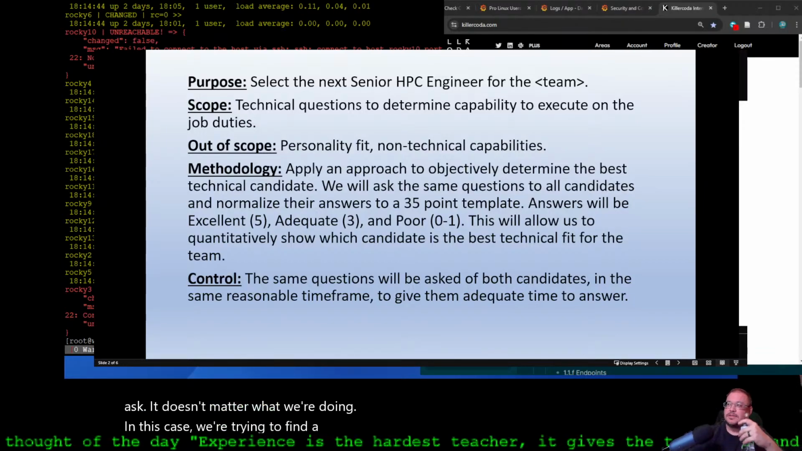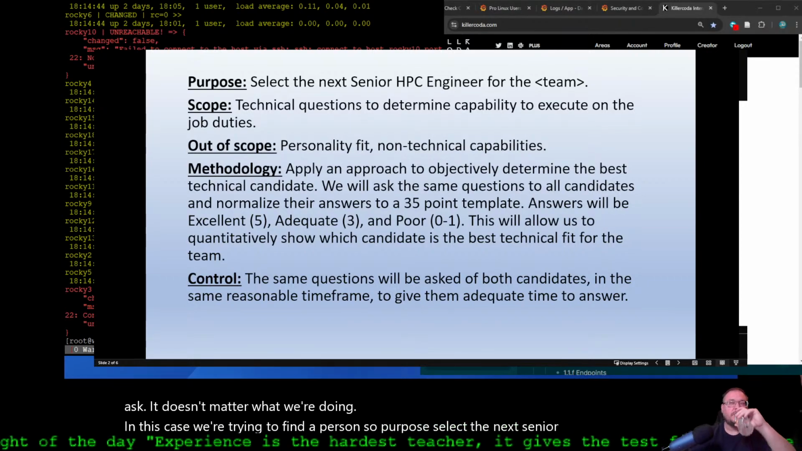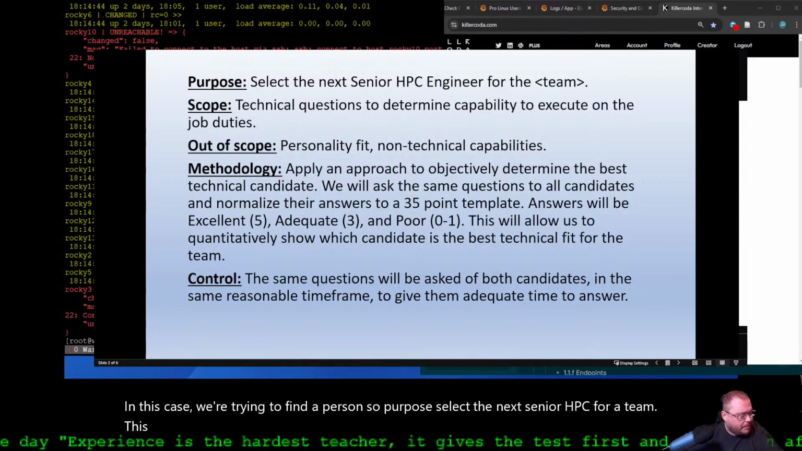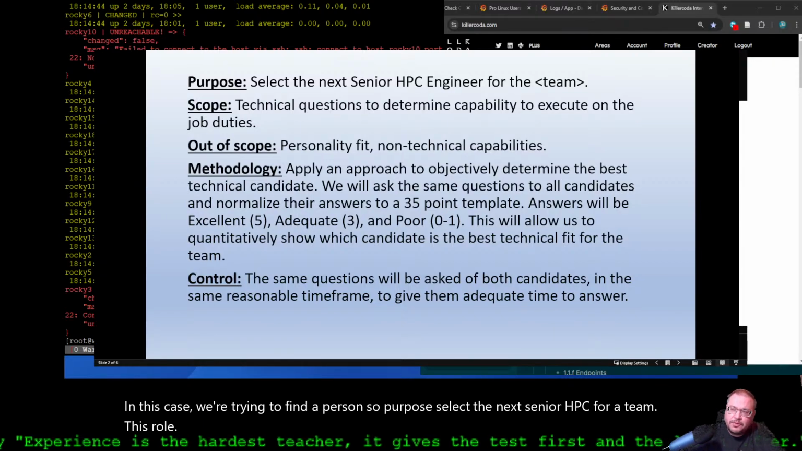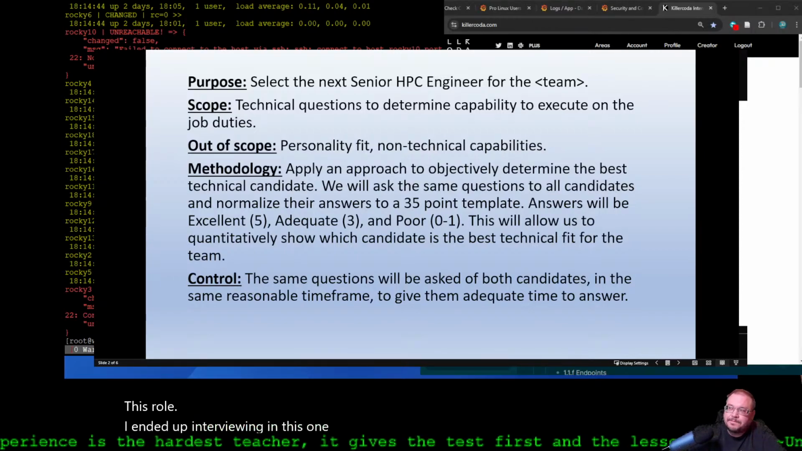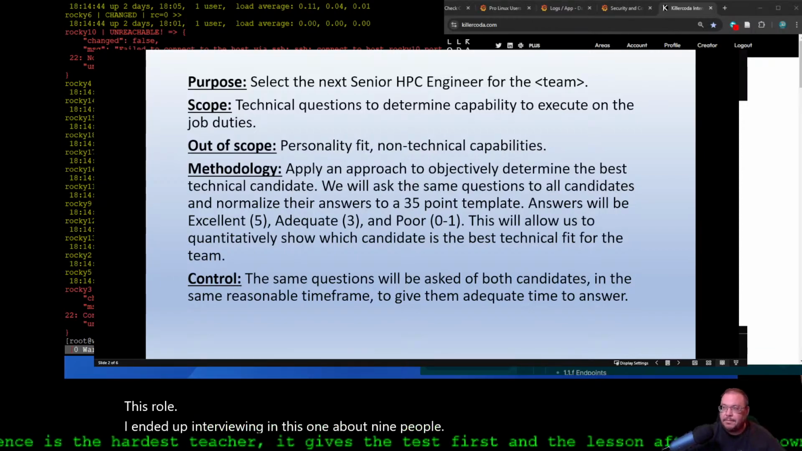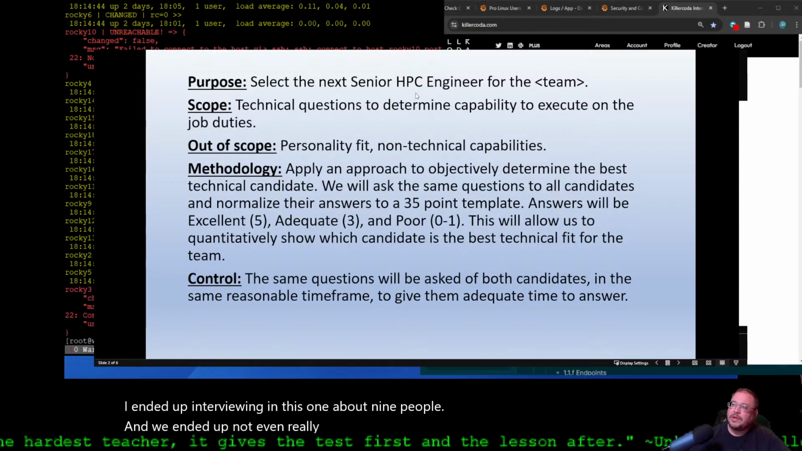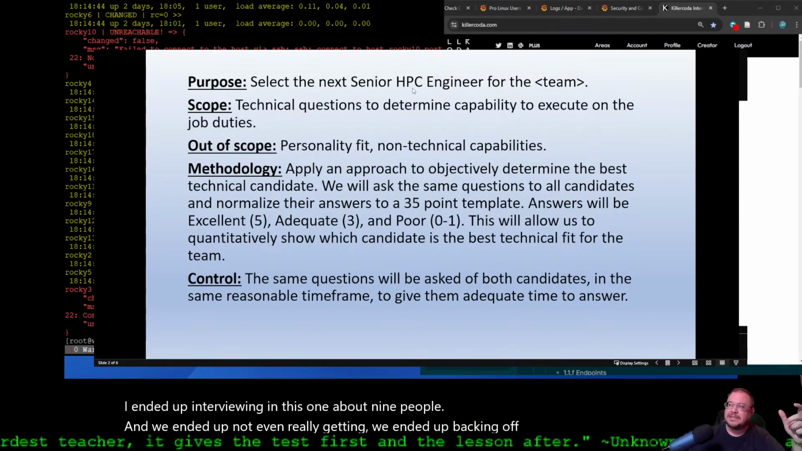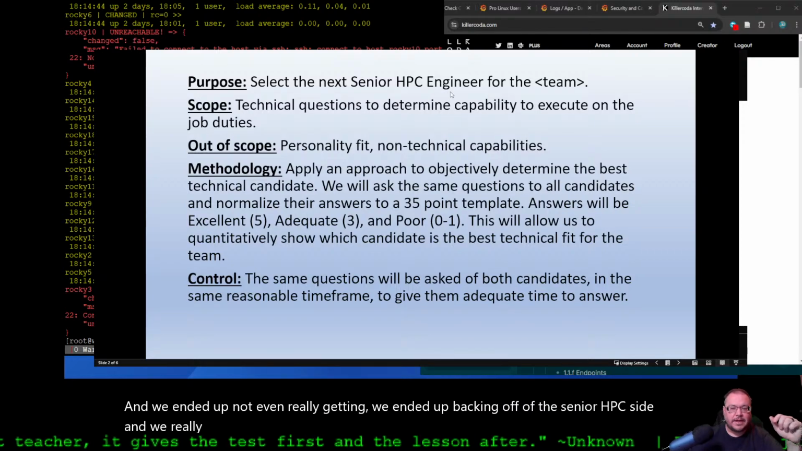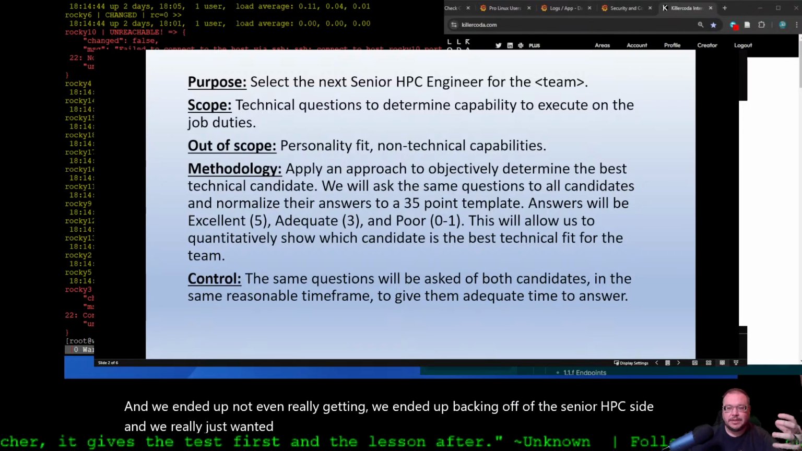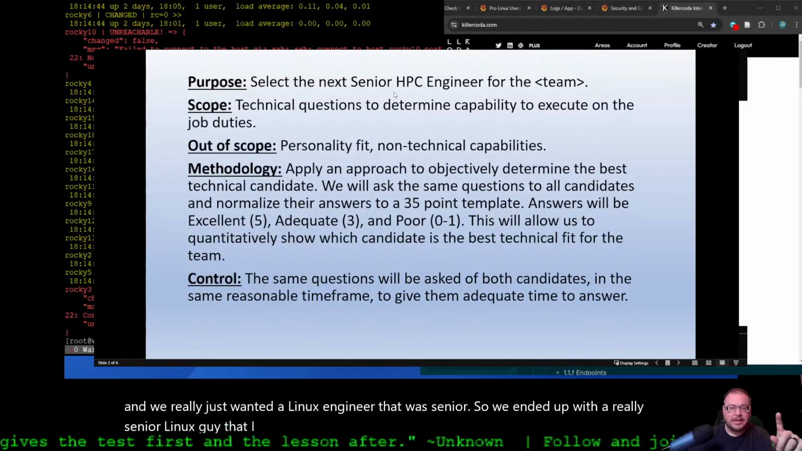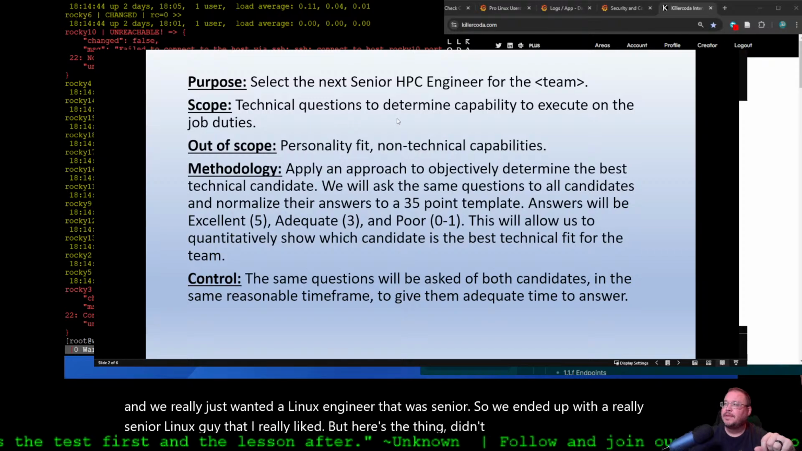So purpose, select the next senior HPC for a team. For this role, I ended up interviewing about 9 people. And we ended up backing off of the senior HPC side, and we really just wanted a Linux engineer that was senior. So we ended up with a really senior Linux guy that I really liked. But here's the thing, it didn't matter if I liked him.